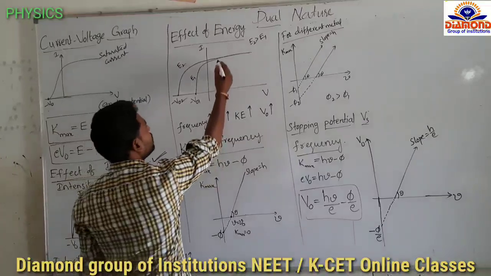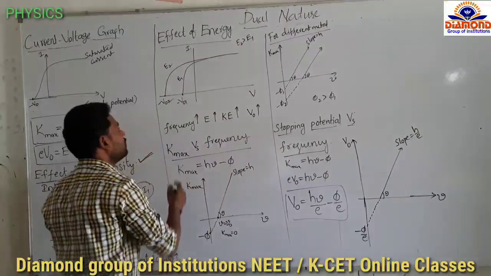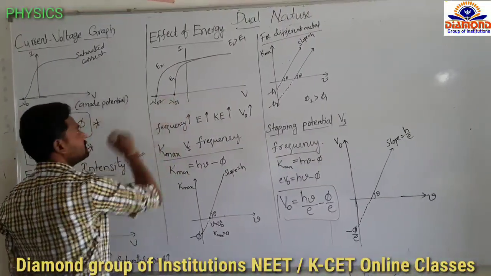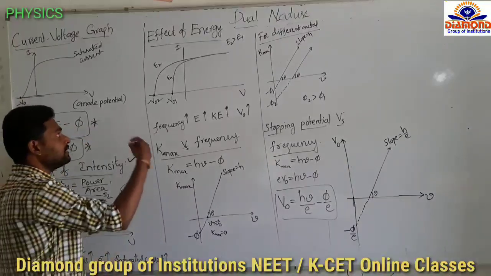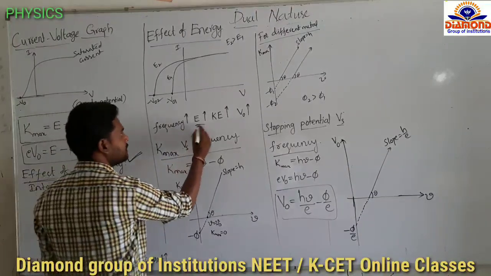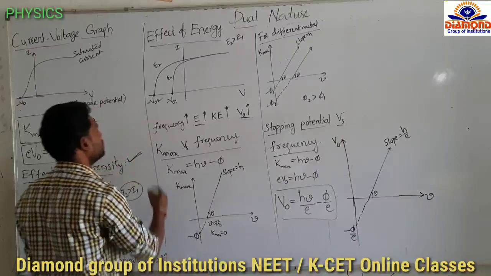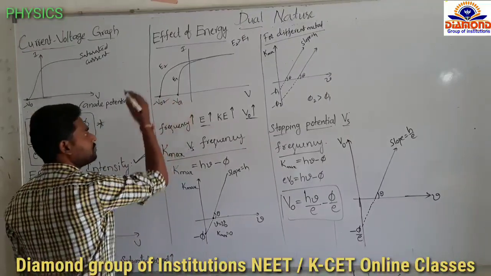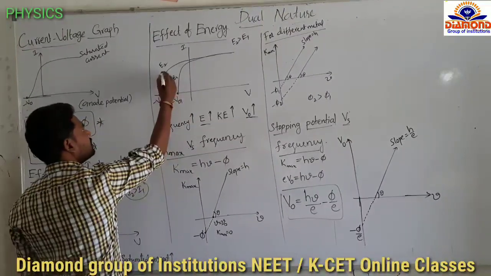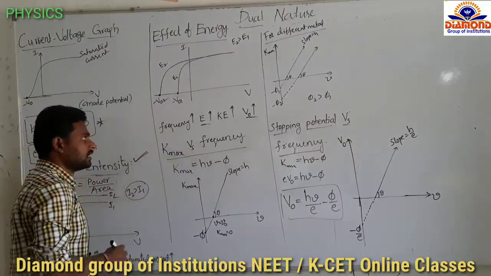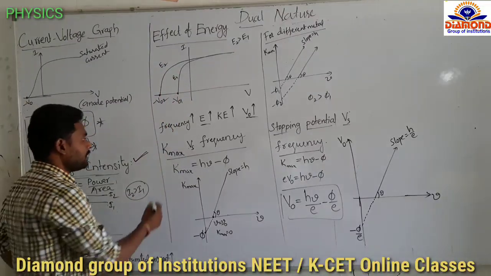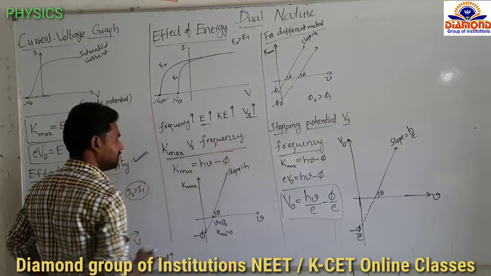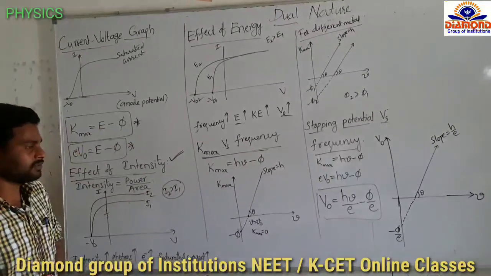That's why for the two curves the saturation current is constant, but the stopping potential is changing. If the energy increases, the stopping potential increases. So V02 is greater than V01, so the energy of this one is greater than the energy of this curve. And see the next graph, K max versus the frequency, maximum kinetic energy versus the frequency.